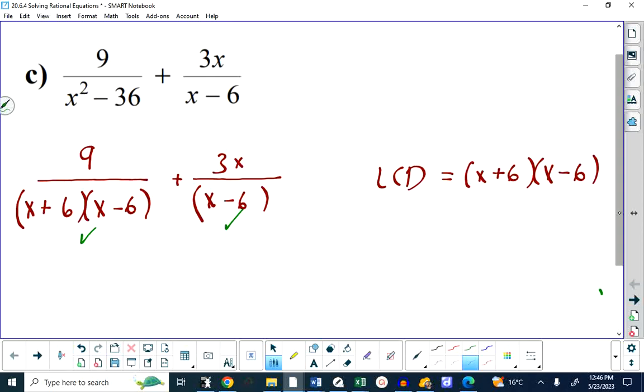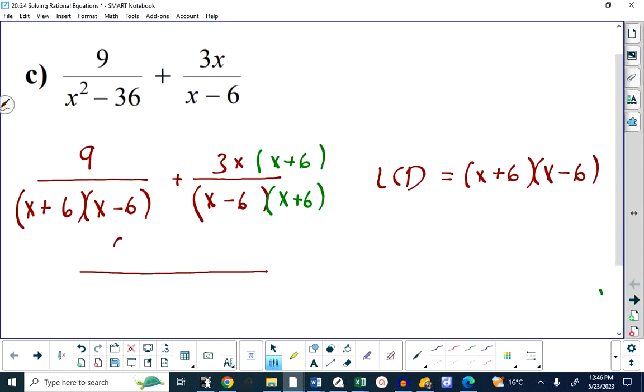Since the first fraction is over that denominator, I don't need to do anything to it, but I do need to multiply the top and bottom of the second by whatever is necessary to convert that denominator to the denominator I want, which is x plus 6, x minus 6. Now we can put them together, and we have 9 plus 3x times x plus 6, and this is over x plus 6, x minus 6.